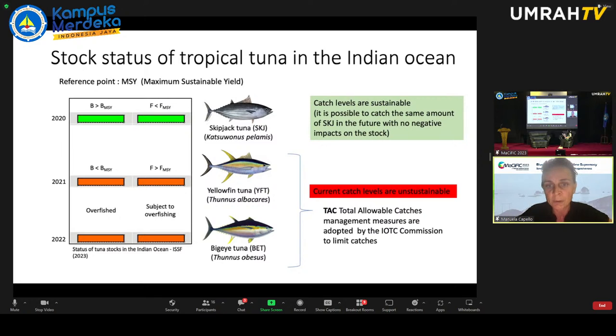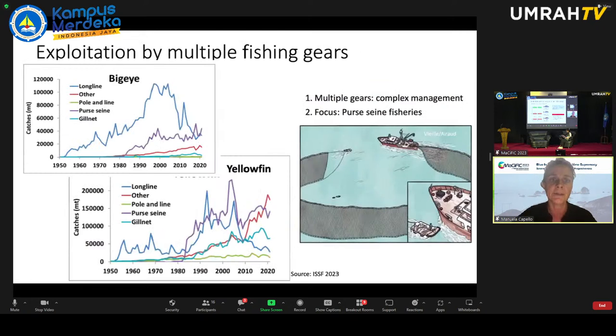Whereas for yellowfin and bigeye tuna, the current catch levels are unsustainable. So the Indian Ocean Tuna Commission has established some management measures called TAC, the total allowable catches. So there are limits in the catches of these two species. The exploitation of tropical tuna, and now I'm focusing on these two species of concern, is complex because there are multiple fishing gears that target tropical tuna.